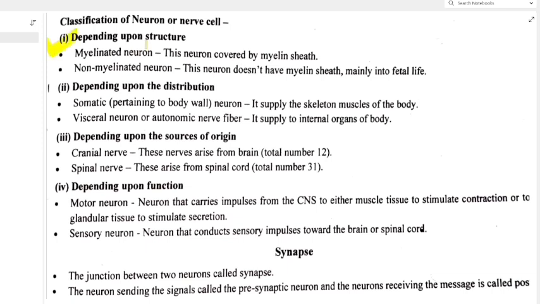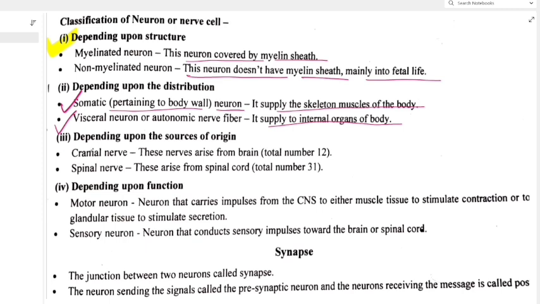First one is depending upon structure: the myelinated neuron, which is covered by a myelin sheath, and the non-myelinated neuron, which does not have a myelin sheath, mainly in fetal life. Next is depending upon distribution: somatic and visceral. Somatic means pertaining to the body wall; it supplies the skeletal muscles of the body. Visceral neuron means internal organ, so it will be autonomic because it is not under our control. Somatic is voluntary and visceral is non-voluntary, supplied to the internal organs of the body.